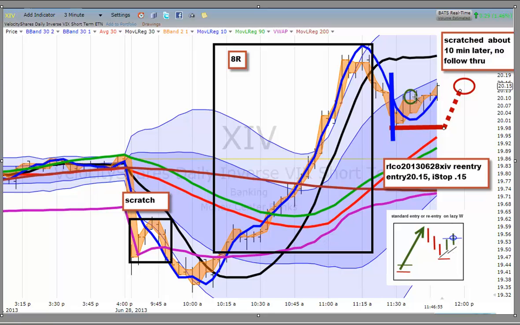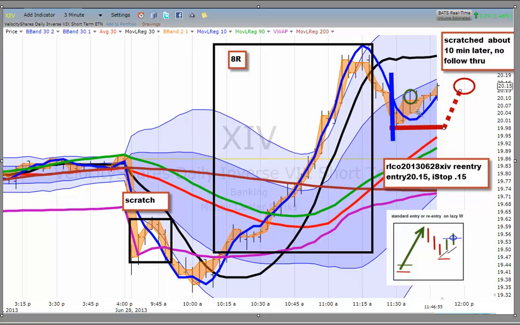That's why we get this entry here at 2015 with again a 15-cent stop. This time we're looking at just below the ribbon swing low, with a 15-cent stop. About 10 minutes later, there was no follow-through. It just started mucking around and then started rolling over, and so this scratches at about 10 minutes later. But that's sort of a typical reentry.